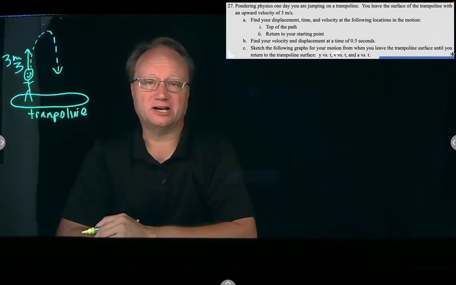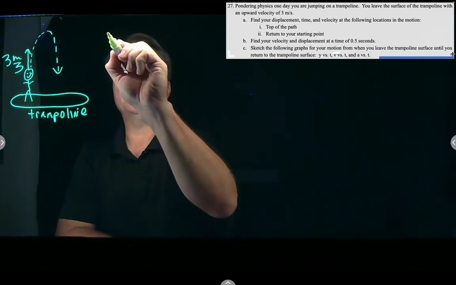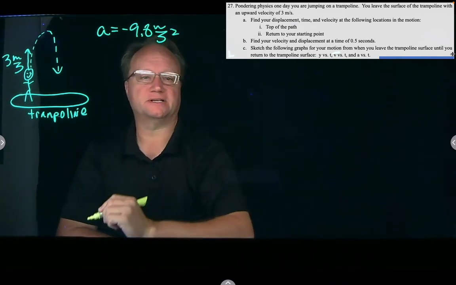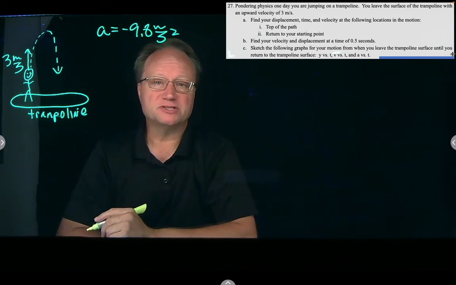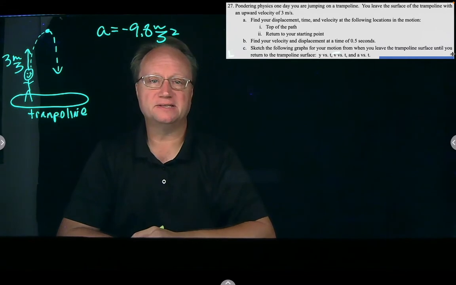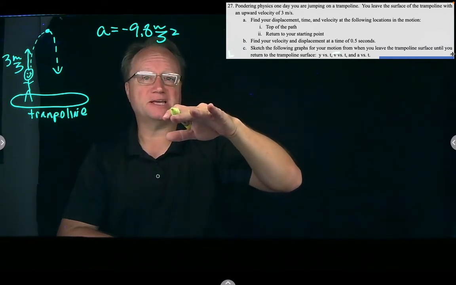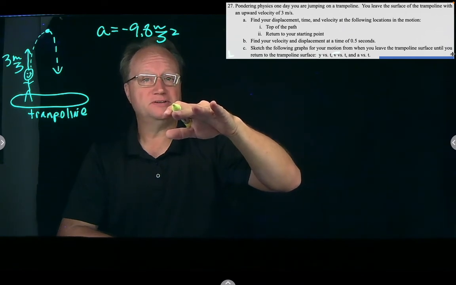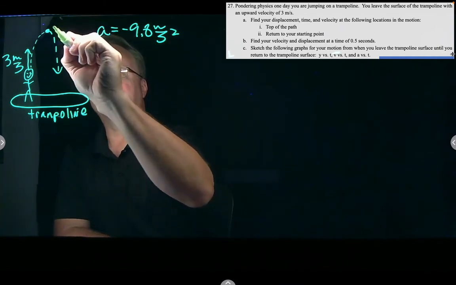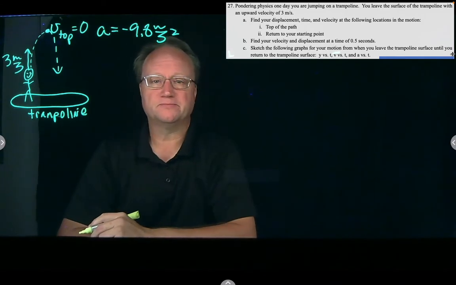First of all, for the entire path up and the entire path down, you're in free fall motion. So we know your acceleration is a negative 9.8 meters per second squared. Now, about specific locations, up here at the top of the path, as you're moving up, your velocity slows down. At the top of the path, your velocity reaches 0 for just an instant before you start going back down. So the velocity at the top will be equal to 0.